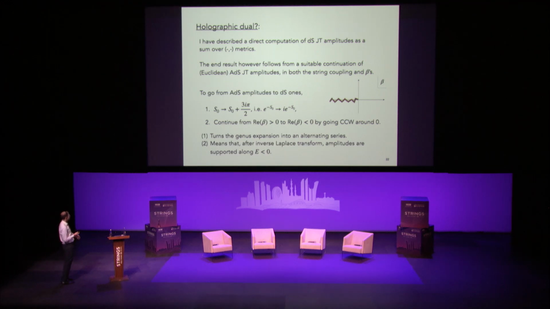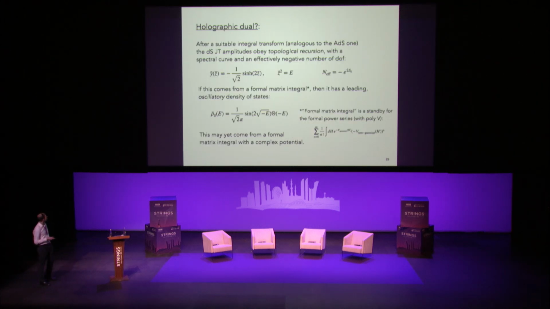And that continuation is a combination of two steps. You continue S naught, which has the effect of taking the string coupling and putting an i in front of it, as well as continuing beta, as I mentioned, from having positive real part to negative. And the first one, what it does, that effectively turns the genus expansion into an alternating series. And the second thing has the effect that, if we think about inverse Laplace transform, the amplitudes we find are supported along negative energies instead of positive ones.